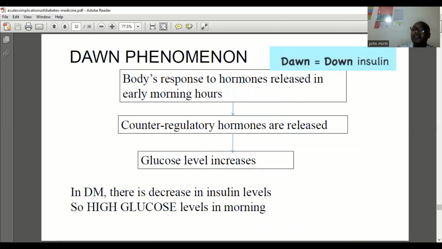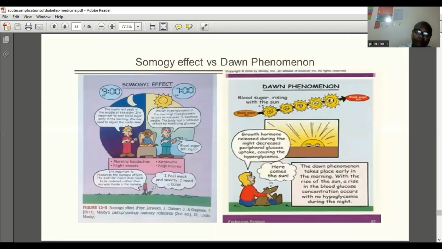So let us see the dawn phenomenon. The dawn phenomenon is the body's response to hormones released in the early morning hours. Counter-regulatory hormones are released in the body, glucose level increases, and insulin requirements increase, so there are high glucose levels in the morning. And this is what you check in the morning as fasting blood sugar.